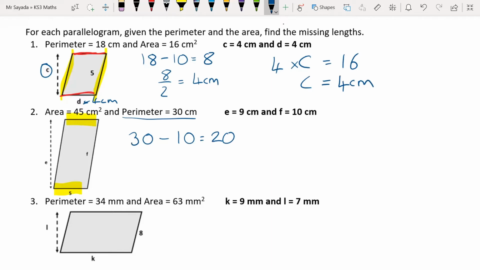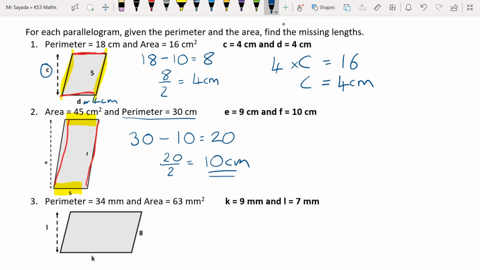So if those two sides together add up to 20, what must each of those sides be? Say your answer to the video. Each of those sides should be half of 20, which is 10. So that's why F is 10.